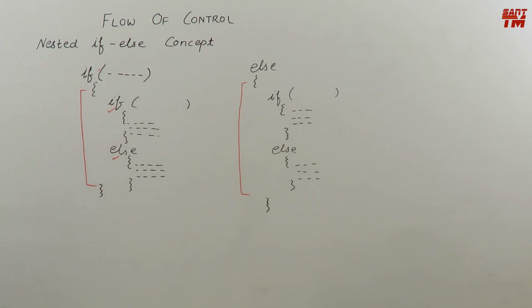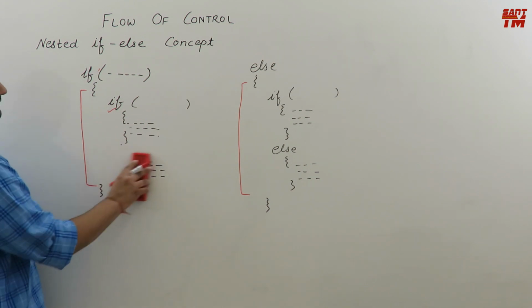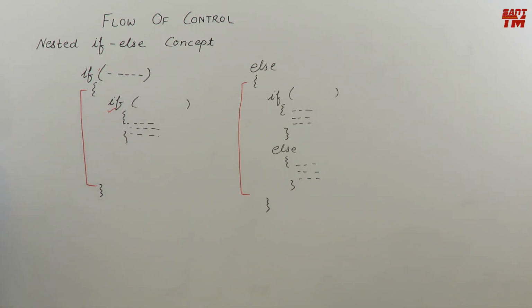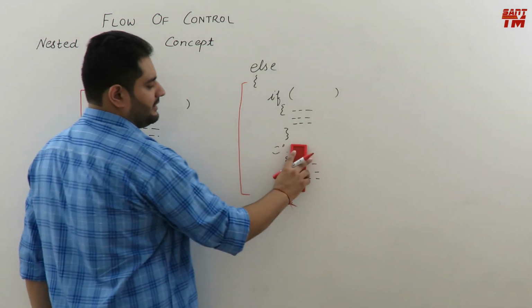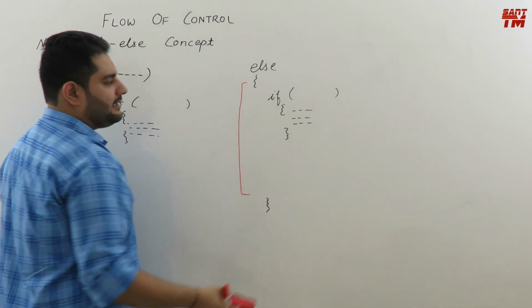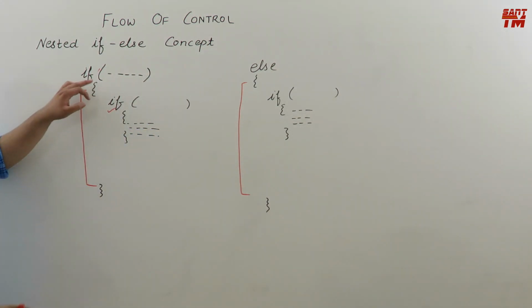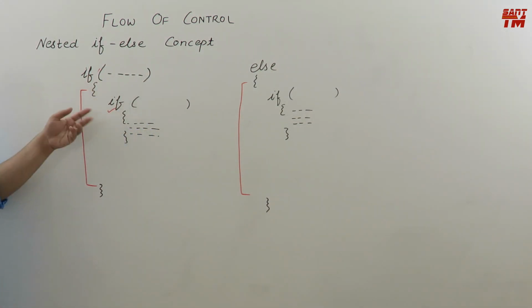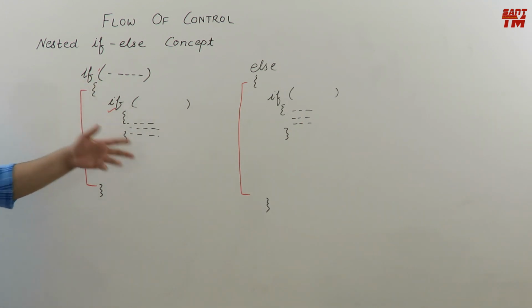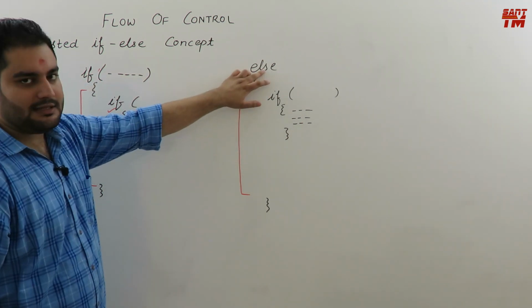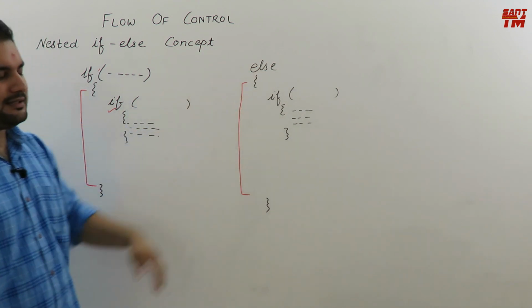Now you may note that there can be a simple if also inside an if. This is also nested if. This is the simple if. When there is no else part with the if, we call it a simple if statement, the first type of if statement that we studied. And if there is an else, then it is nested if else. Similarly in else also there can be a simple if. So any combination you can make. Either you can put if else inside the if, or you can put simple if inside the if, or you can put if else inside the else, or you can put simple if inside the else.